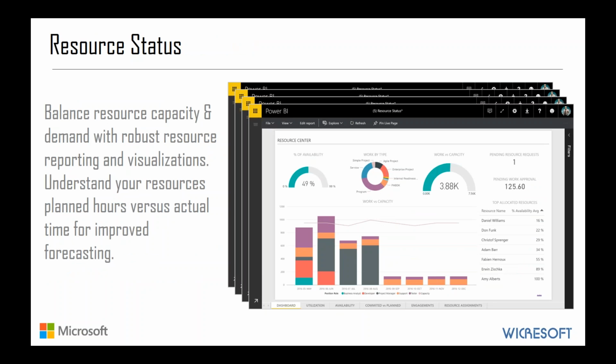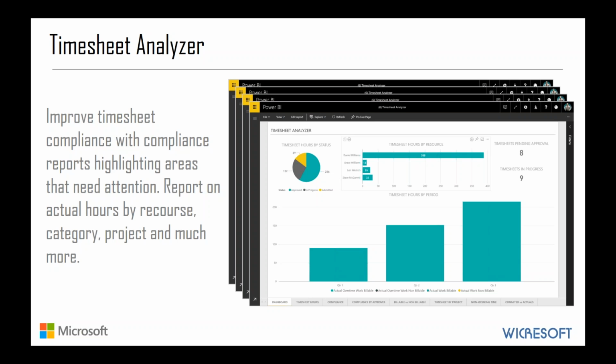Portfolio financial status. These reports specifically focus on portfolio financials, including planned, actuals, and forecast cost. Resource status. These reports provide details about capacity and demand, providing the insights necessary to properly staff and deliver on projects. And finally, the Timesheet Analyzer. These reports are specifically crafted to address timesheet and status reporting compliance.